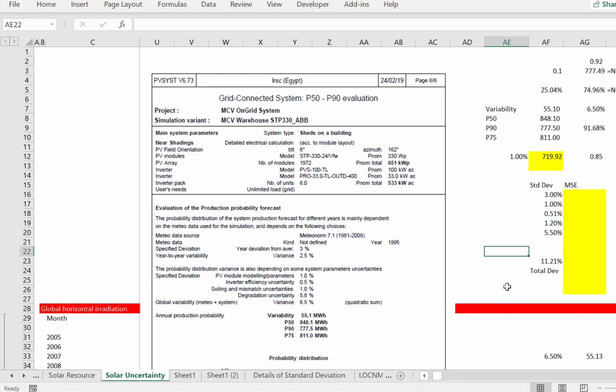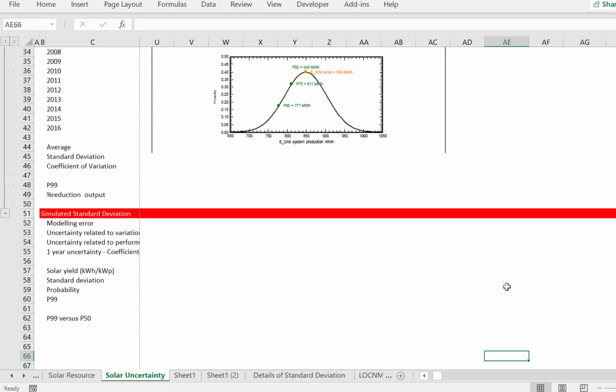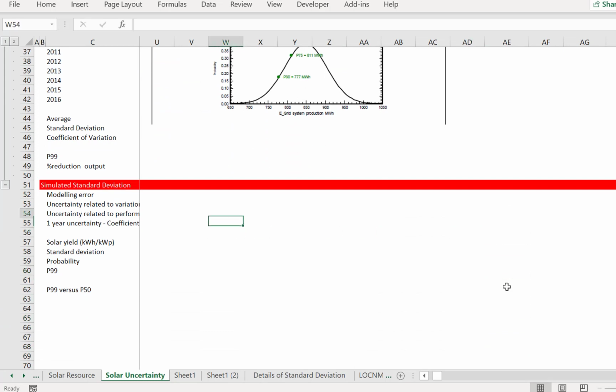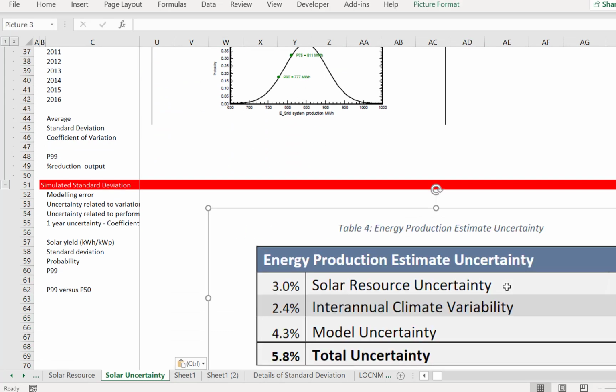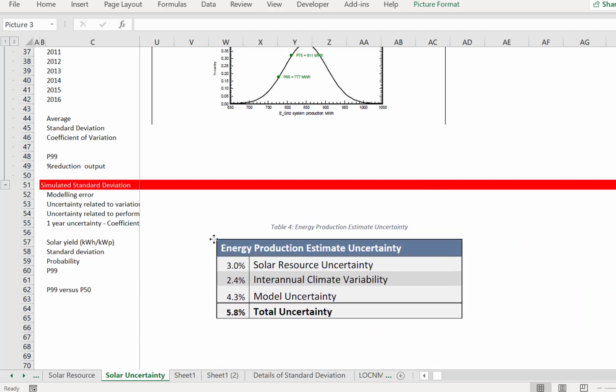Now, in that case, let's put it down here, and make it a little smaller. And we have our 3% and our 2.4%. Whoops. And our 4.3%. I hope nobody thinks I'm drunk right now, like that other comment I got. And then they have 5.8 as the total uncertainty.